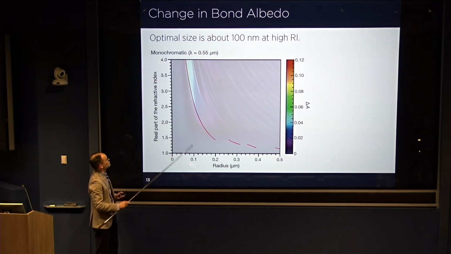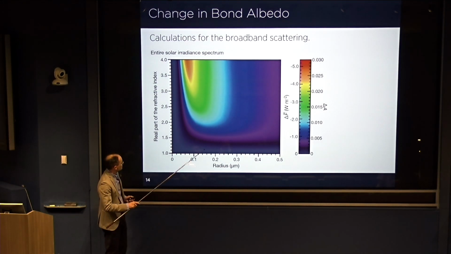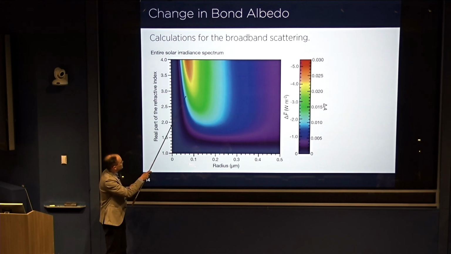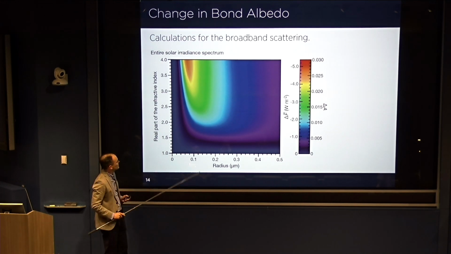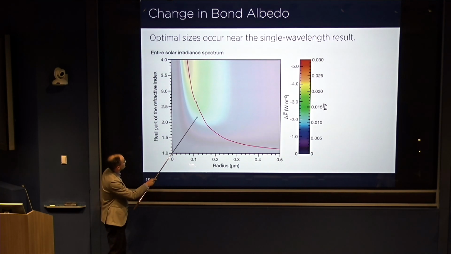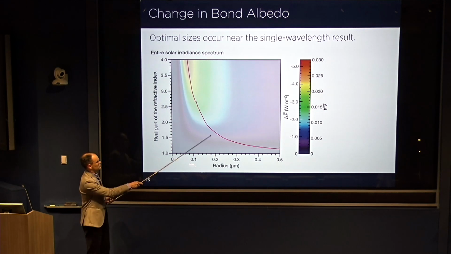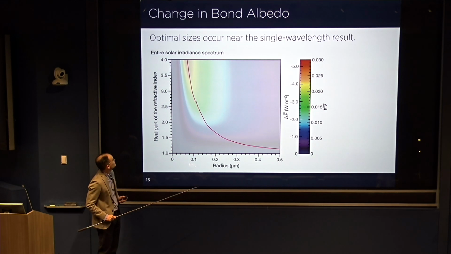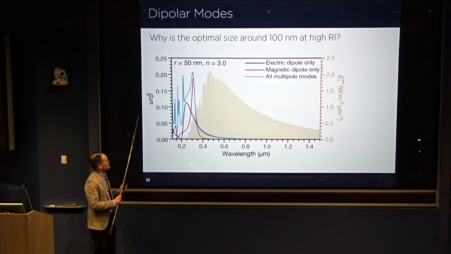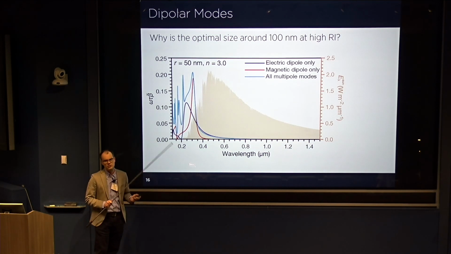But this is just for monochromatic radiation. If we then include the entire solar radiance spectrum at the top of the atmosphere, all those sharp fringes disappear, and we just have a more broad peak. However, the peak location doesn't actually change that much compared to the monochromatic result. And we can also calculate the delta F for this if we wanted to. So the first thing we can understand with this calculation is why 100 nanometers in radius is the optimal size, or just about there.